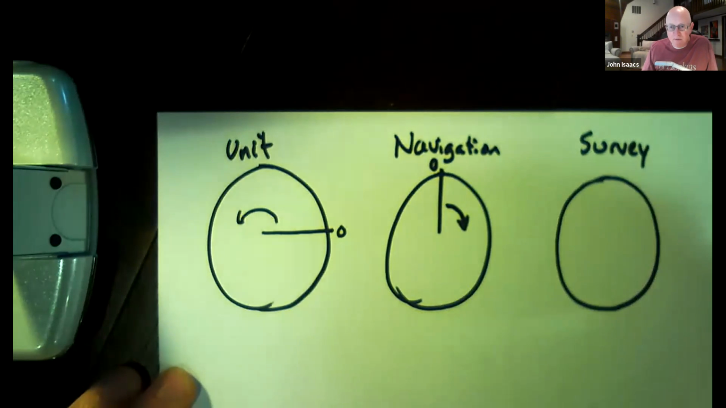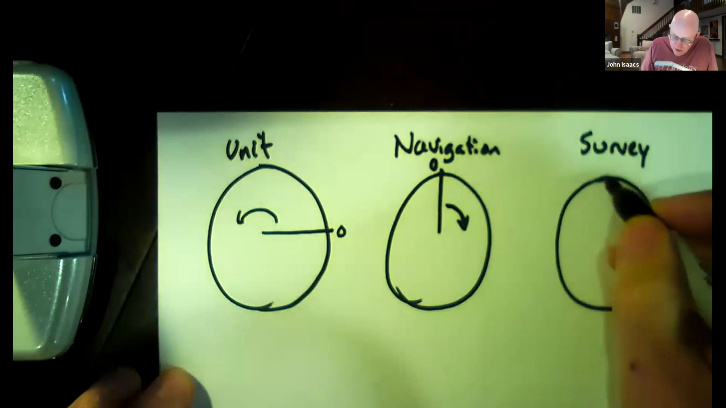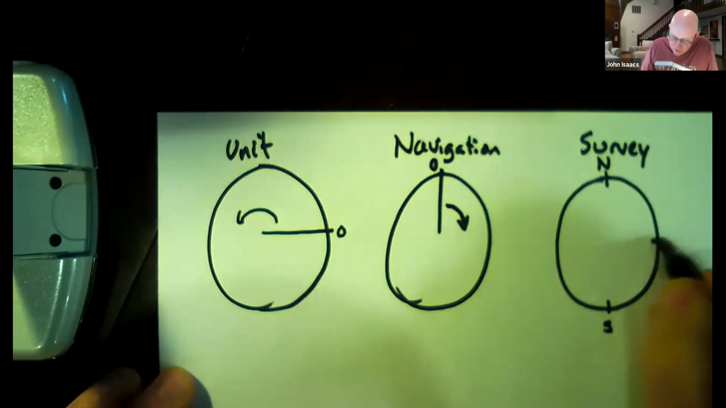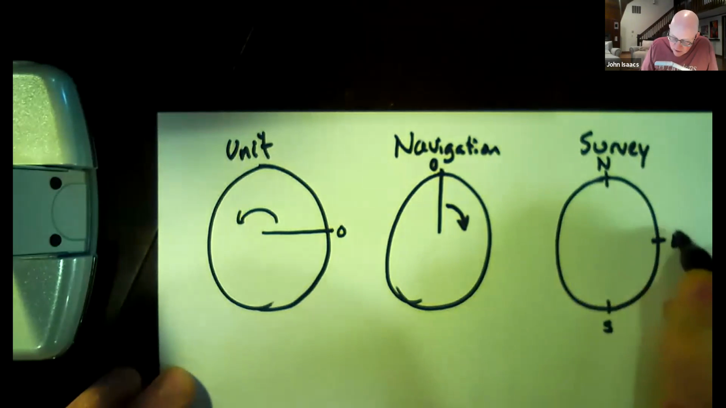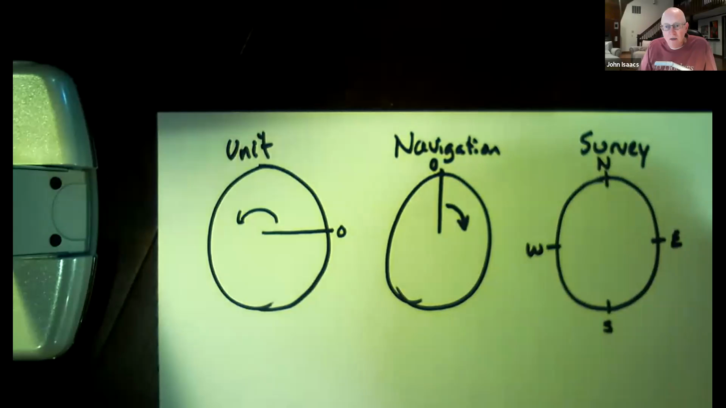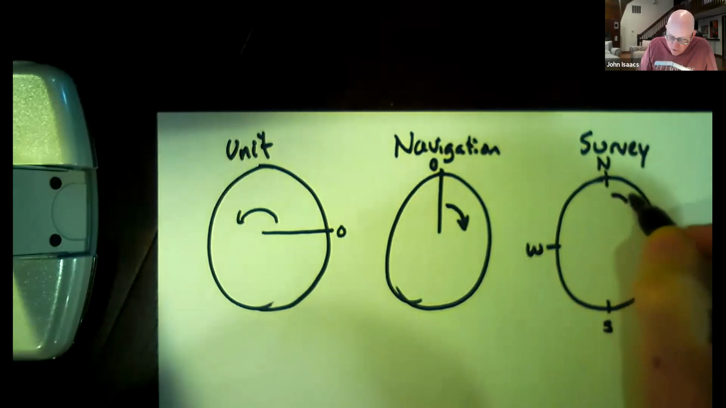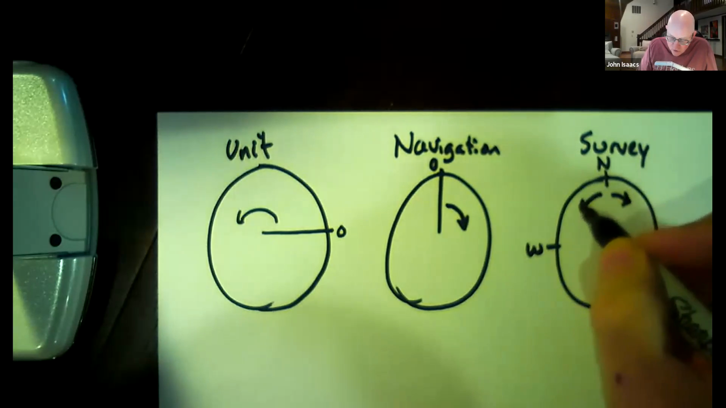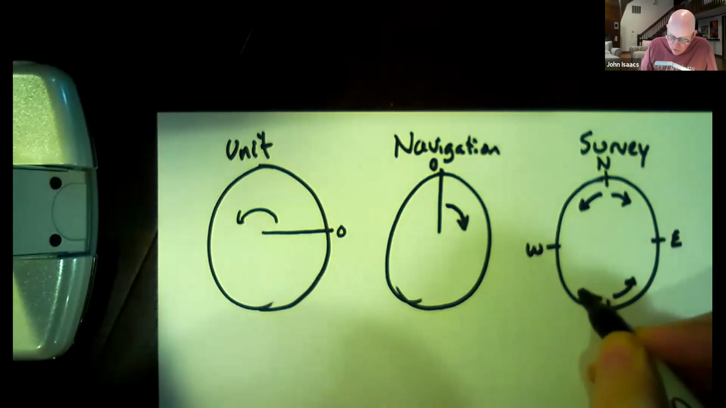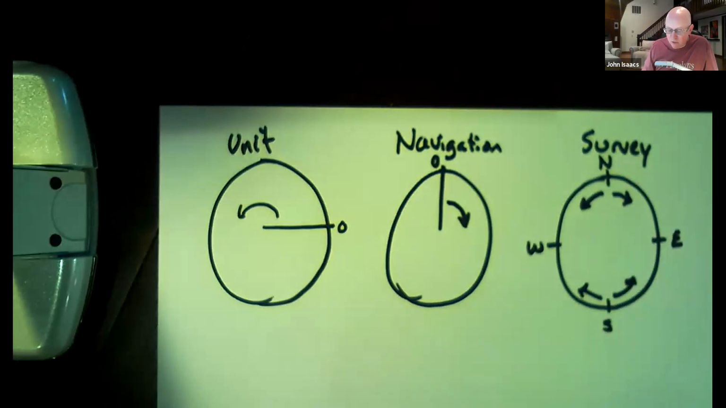And the survey circle works differently. This we call north, this we call south, this we call east, and this we call west. And instead of going in one direction from one place, from north we go towards east or towards west, and from south we go towards east or towards west. I'll show you how that works in a minute.